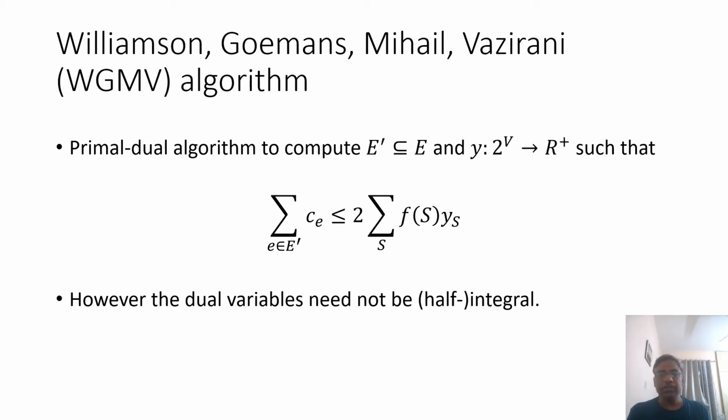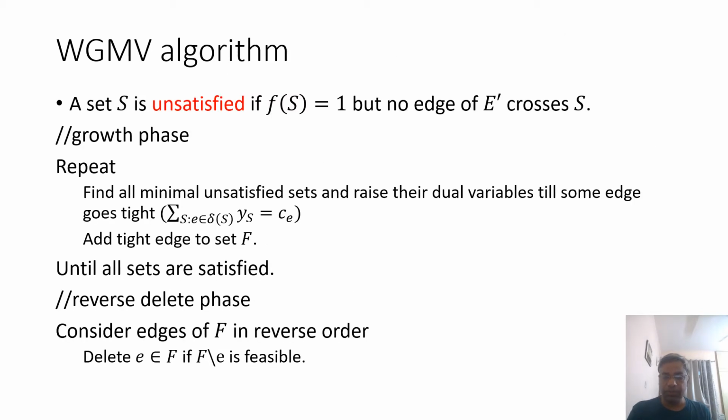We are interested in something slightly stronger, and that's what this talk is about. Here we want the dual variables to have half-integral values, and that was of course something that was not considered by WGMV and was also not part of the paper. So let's quickly go to what the WGMV algorithm is.